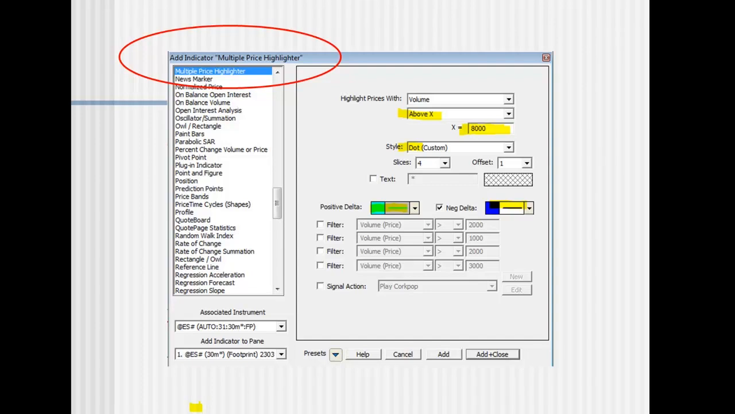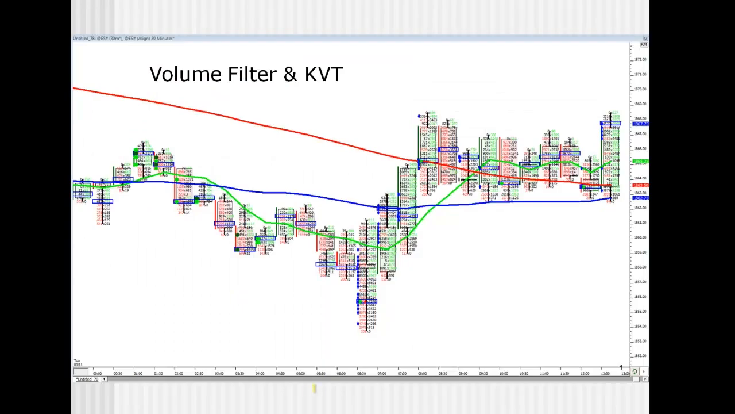So let's see here. We move on to this slide, and on this slide I have both indicators, a volume filter and the KVT. Now it does start to look a little bit noisy. Let me share with you what all these different little dots are telling us.